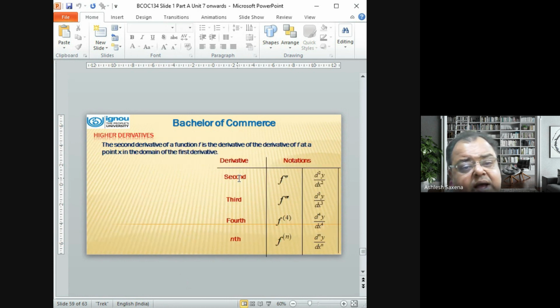Now, how are higher order derivatives written? We have the first derivative as f dash x. The second can be written as f double dash x or d2y upon dx squared. The third can be written as d cube y upon dx cube. Fourth, d4y upon dx4. And another term can be written as dny upon dxn.